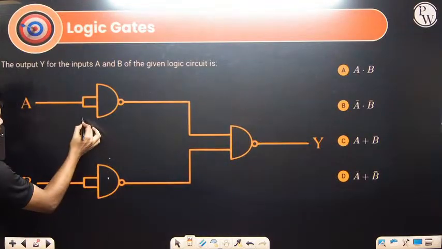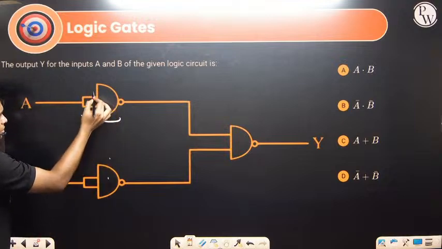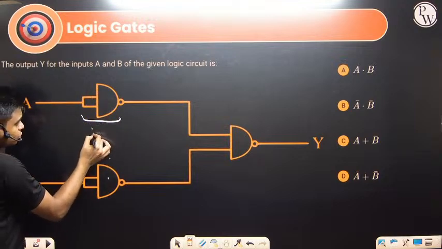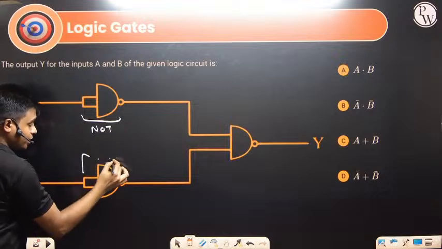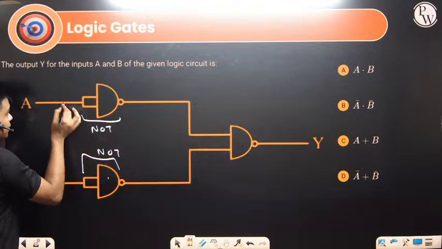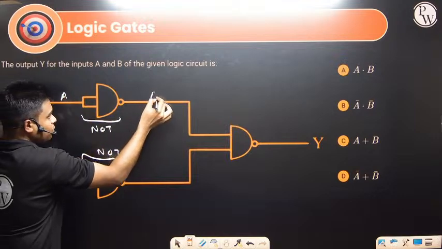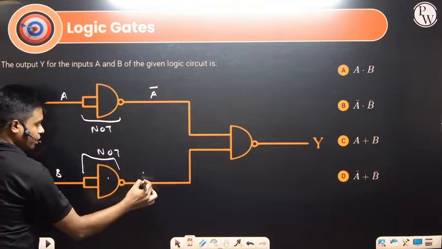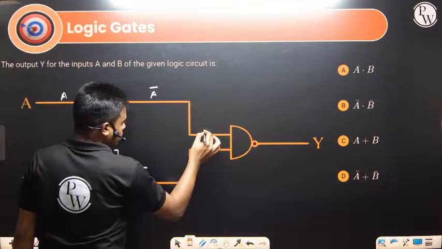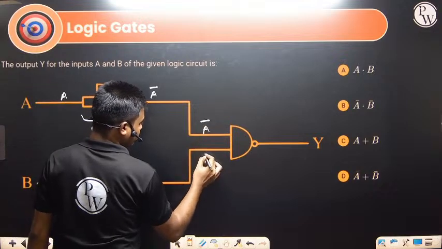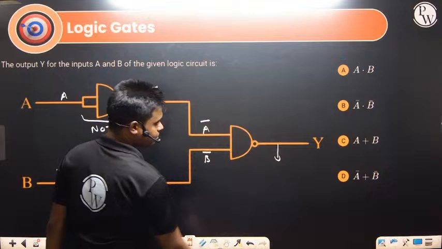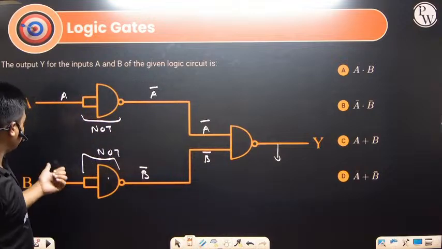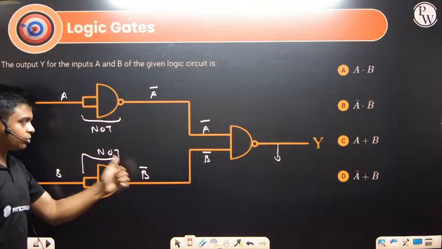So what gate is this? Again, I told you this one is a single input NAND gate, so this will act as a NOT gate. This will also act as a NOT gate. Here the input is A, and on this side the output will be A bar. Here the input is B, and this side will be B bar. This is A, this is A bar, this is B, and this will be B bar.